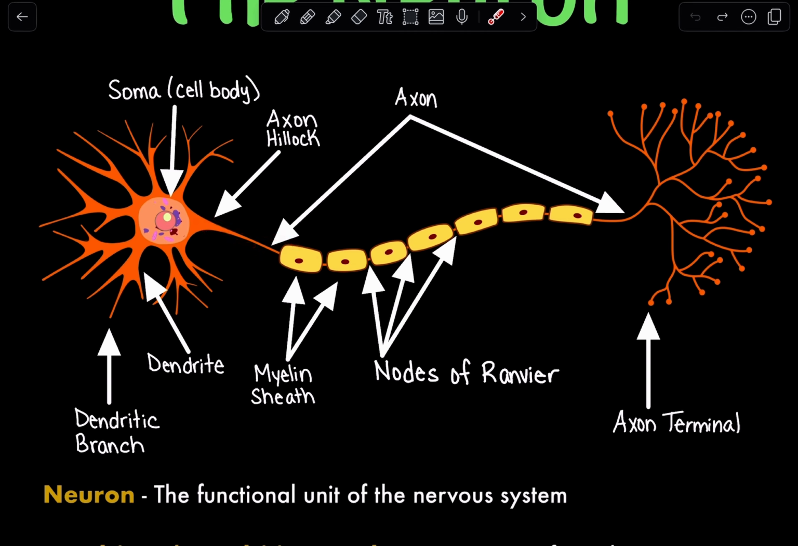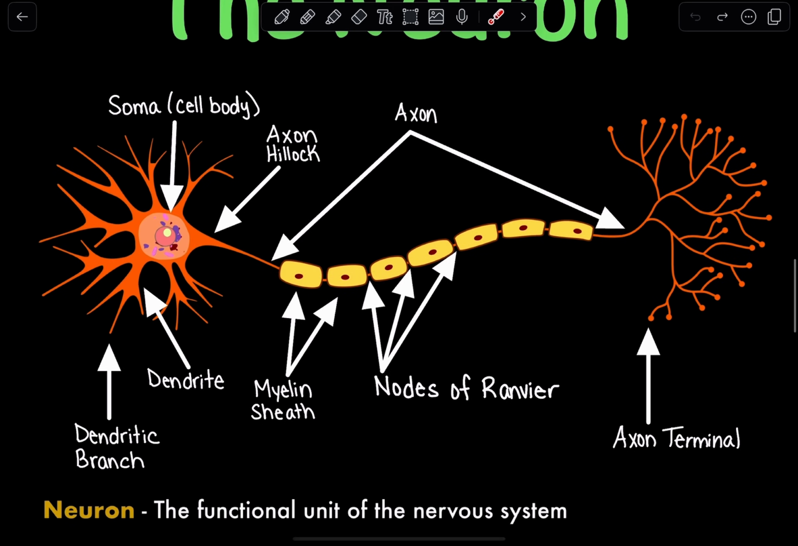And remember that when we talk about action potentials, they are all or nothing events. And that is why we have that axon hillock. It's the place where all those impulses are going to summate, and then it'll be decided if that action potential is going to move on to the axon.